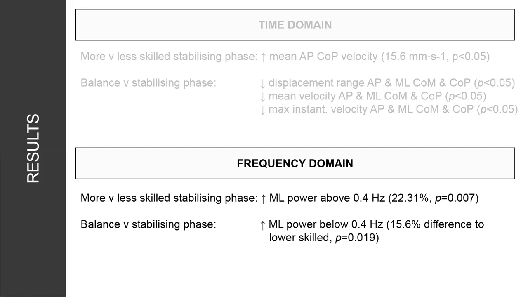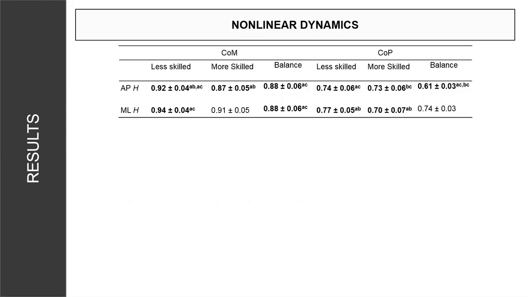During the balance phase, there was actually greater mediolateral power below 0.4 Hertz, which may suggest that the more skilled gymnasts are actually able to adapt their control strategies throughout the handstand. So rather than solely using a reactive control strategy, they start off during the stabilizing phase with a reactive control and then transition to using an anticipatory control during that balance phase. And no differences were found for power spectrum centroid analyses.